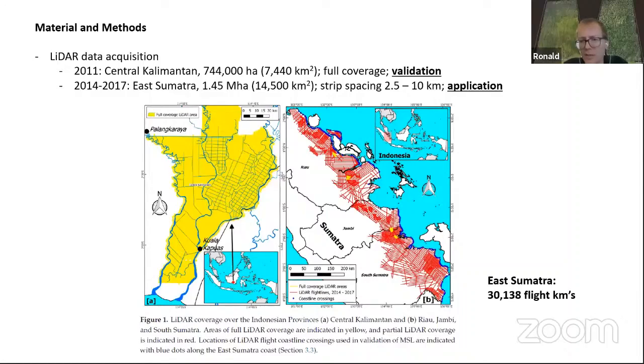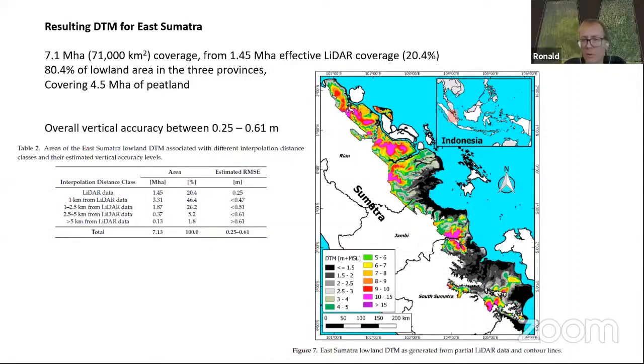Most of these LIDAR data have been paid for by APP, Asia Pulp and Paper, and part of the data amongst others by a University in England, also the UK Climate Change Unit. So I skipped the whole validation part, which is too much for this presentation now.